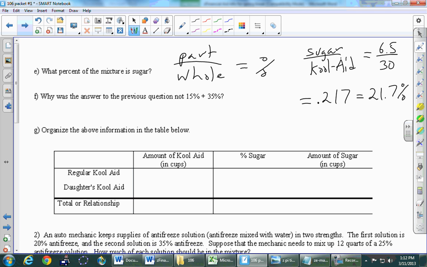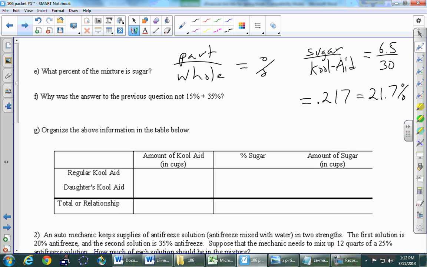I don't think any part of today I'm going to ask you to do that calculation. So if the part over whole is confusing, or maybe you haven't seen it with those words exactly before, don't sweat it. This is really just for us to think about what's going on. 21.7% of the mixture is sugar.